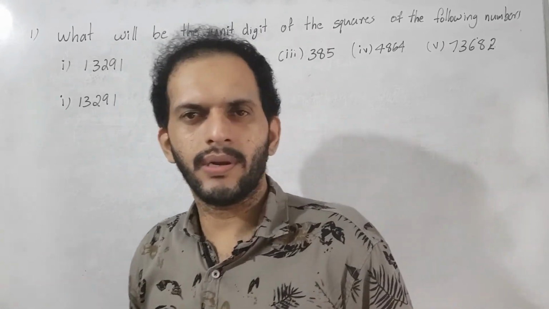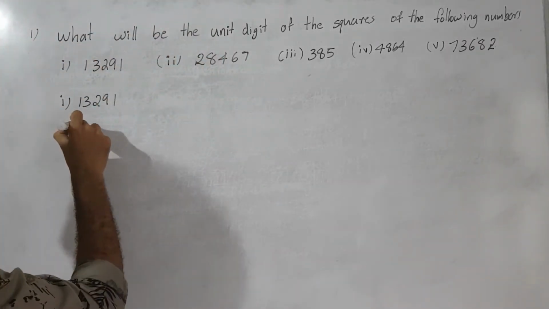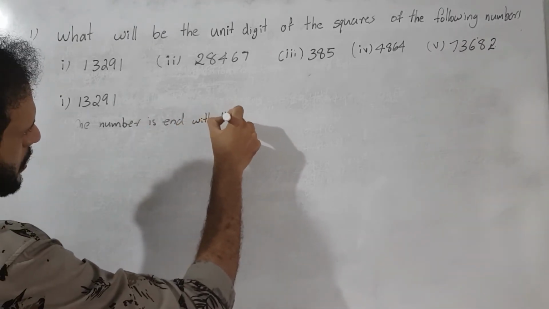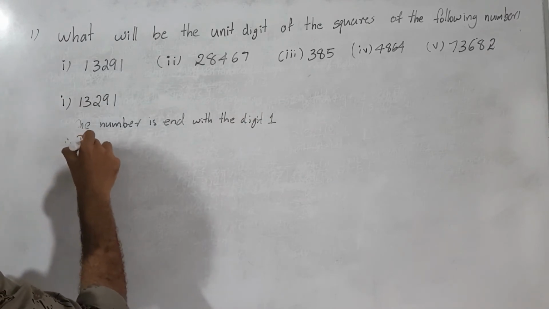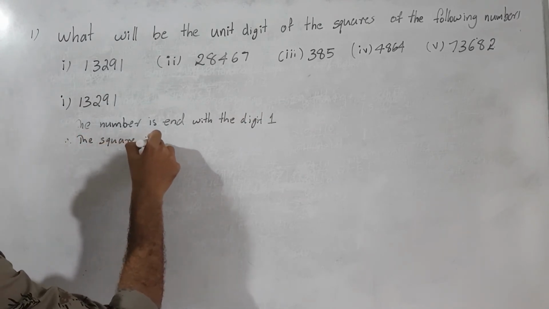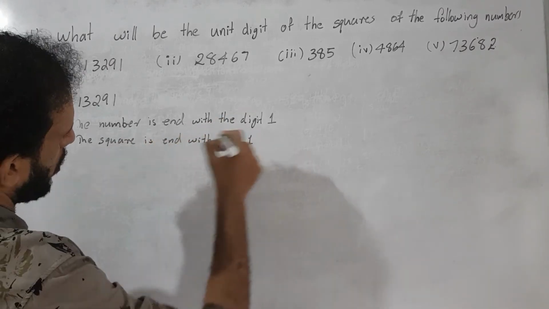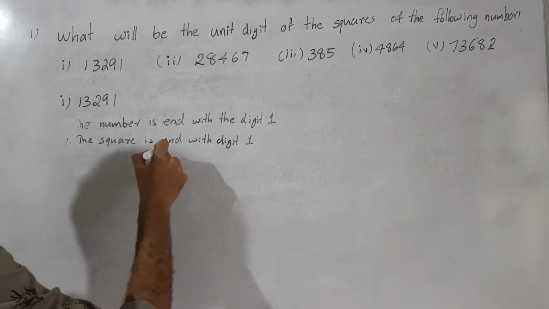Correct? So, how do we write the answer? The answer is very clear, then we conclude. The number ends with the digit 1, therefore the square ends with the digit 1. Correct? The square ends with the digit 1.